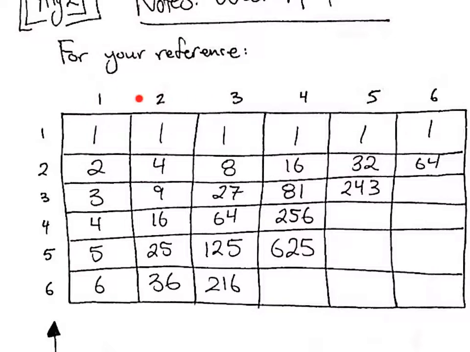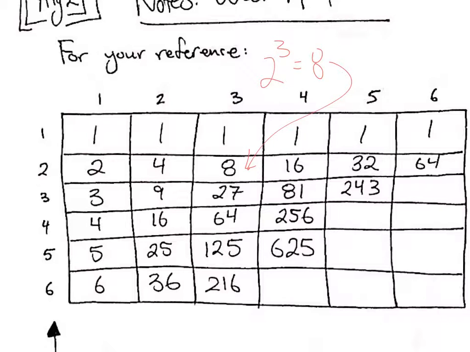So in the top, numbers represent the exponent, and these numbers represent the base. So for example, 1 to the first is 1. 1 to the second is 1, 1 to the third is 1, 1 to the fourth is 1, etc. Down here, if we were looking at 8, for example, 2 to the third equals 8. Okay.